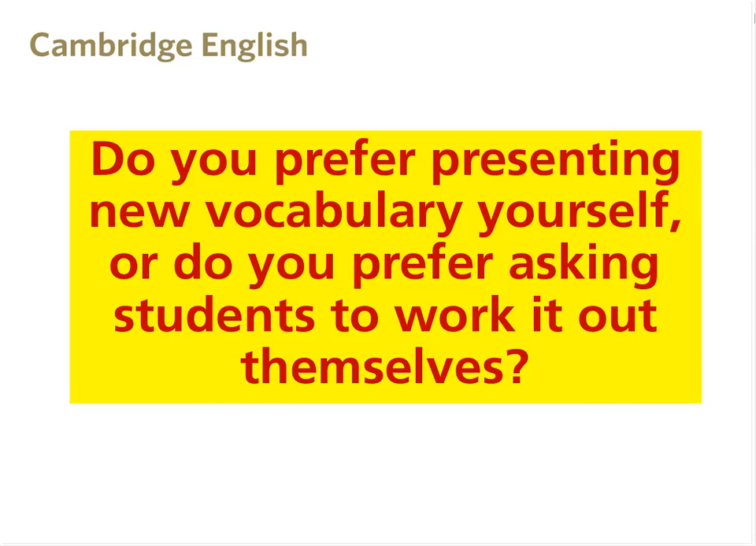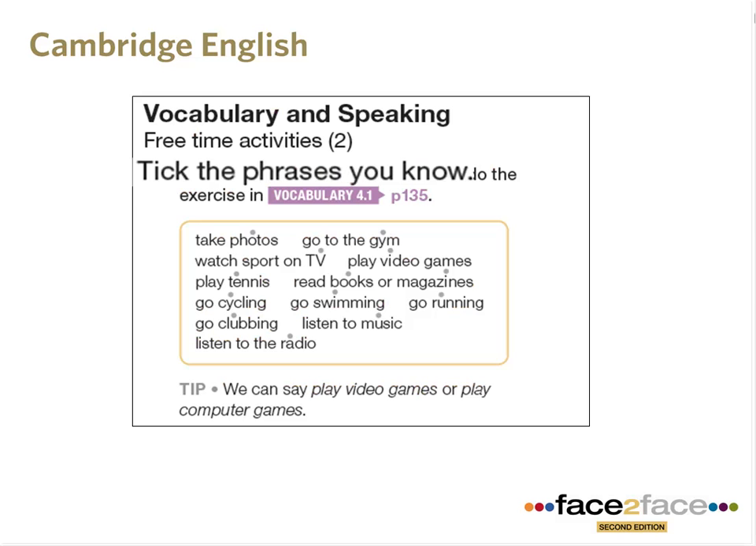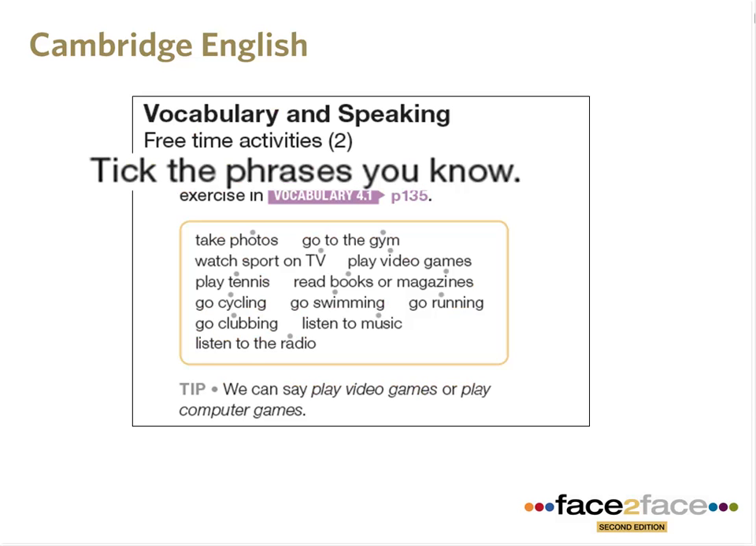So here's an example of this approach from the elementary students book, which teaches phrases for free time activities. First, we ask the students to tick the phrases they know. The reason for this approach is to give students a bit of time on their own to process the vocabulary and find out what they know and what they don't know. A little alone time can be a good thing at this stage.